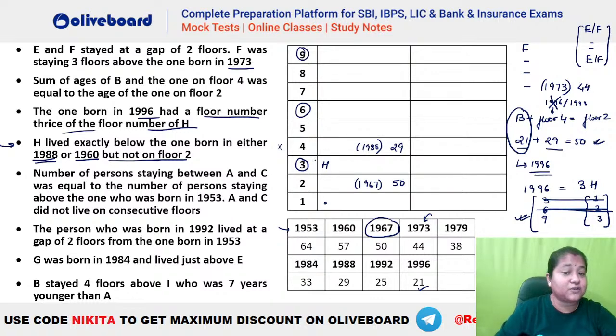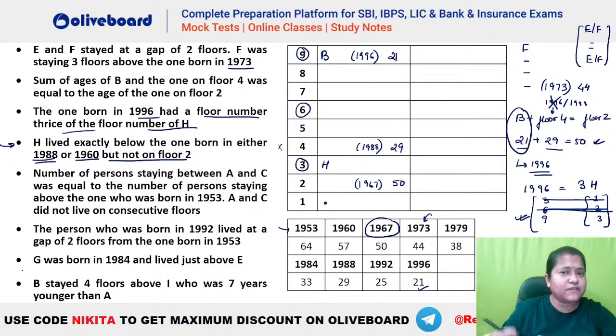Right? So you can see if H is at 3, who should be 1996? That is B. Which floor should B be on? Because B is 1996 and he has to be 3 times the floor of H. H is on 3, so B has to be on 9 here. And B is 1996, the one who has an age of 21. Right? So this person is 21, on the 9th floor, absolutely. So we have found B on the 9th floor.